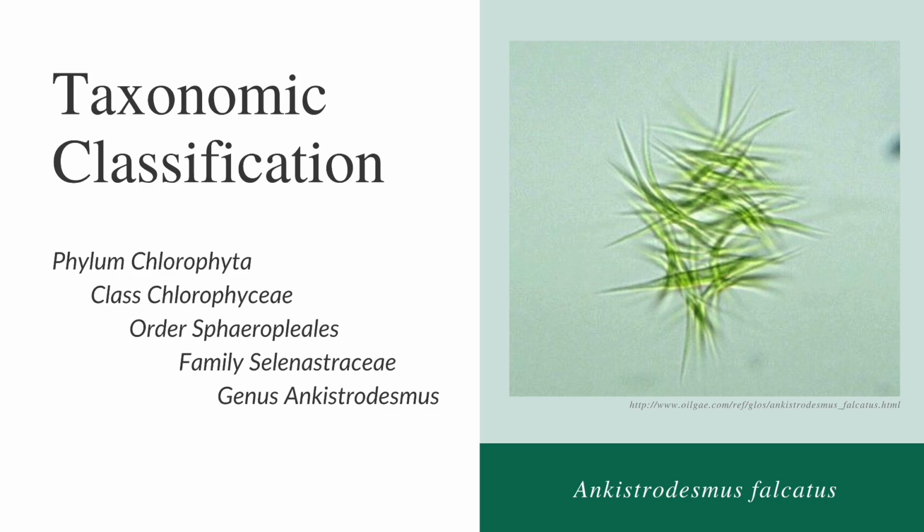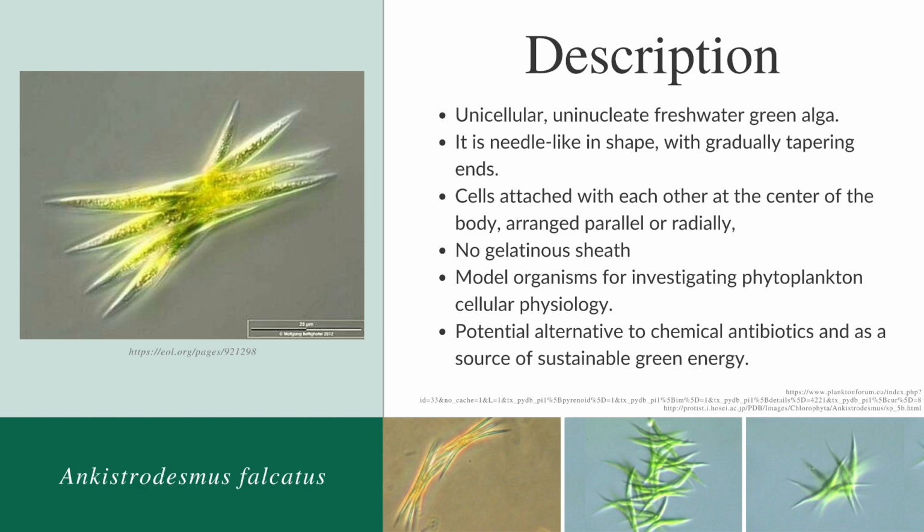Now let's move on to Ankistrodesmus falcatus under the family Selenastraceae. These are unicellular and uninucleate freshwater green algae. As shown in the figure, this species is needle-like in shape with gradually tapering ends. Cells are attached to each other at the center of the body, arranged parallel or radially. This species, unlike Volvox, has no gelatinous sheath. These chlorophytes serve as model organisms for studying phytoplankton cellular physiology because they can live under a wide variety of conditions and they can grow at a faster rate compared to other algae species.